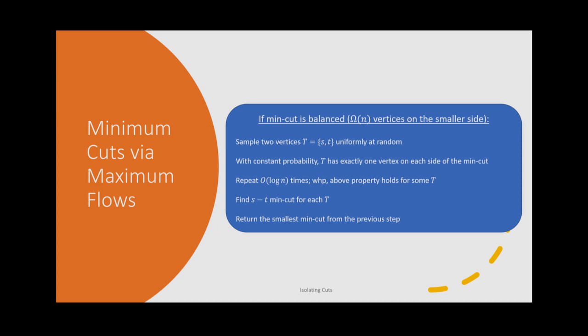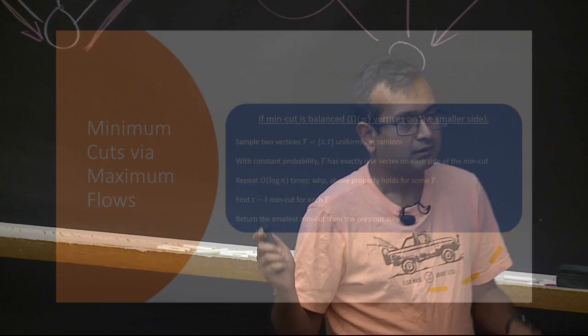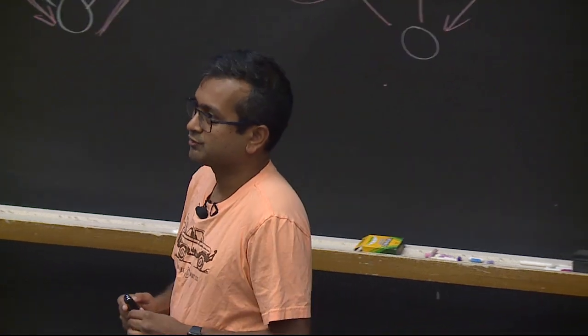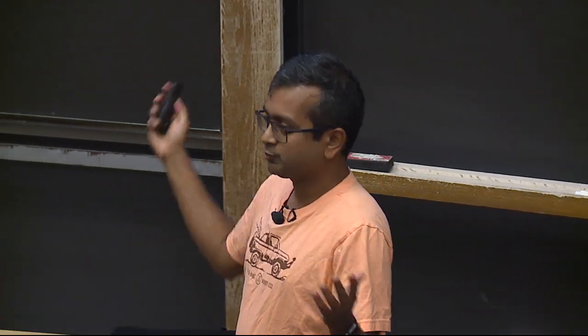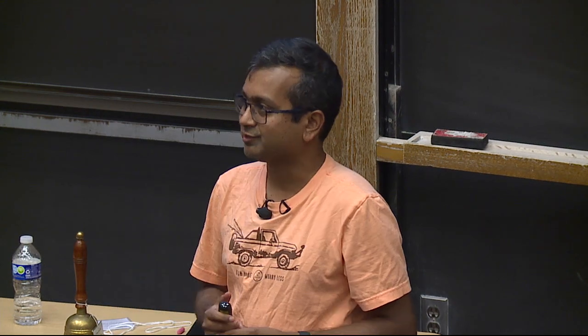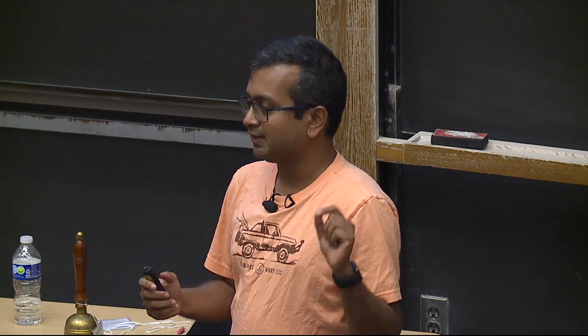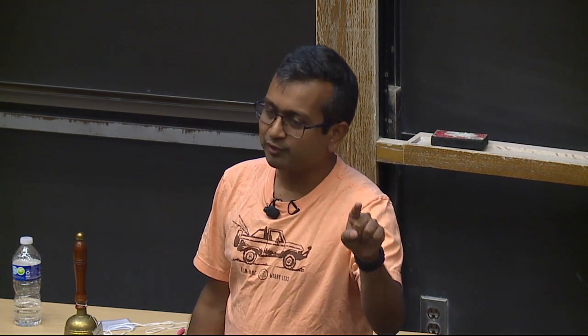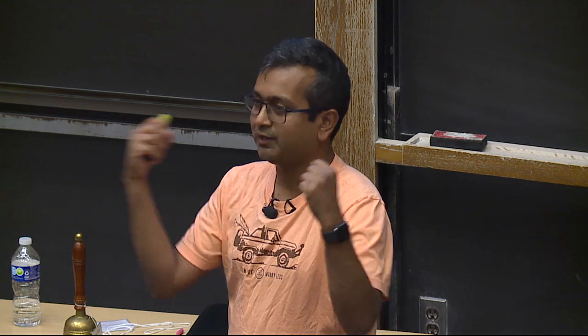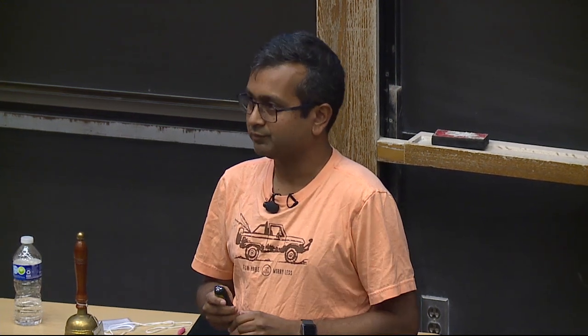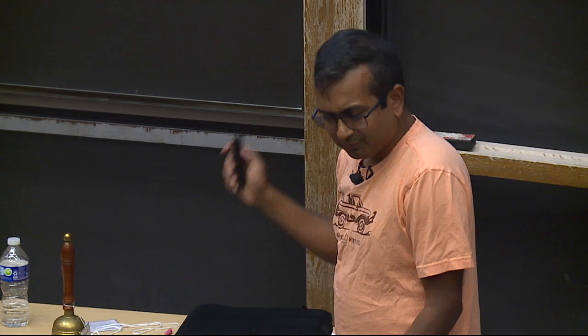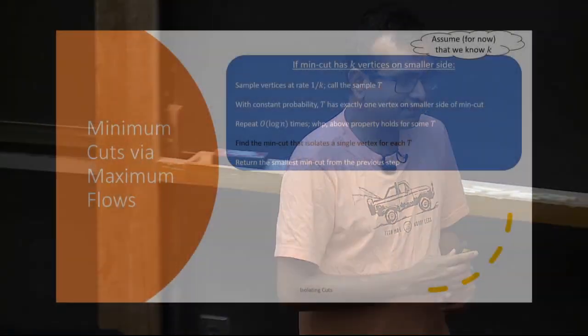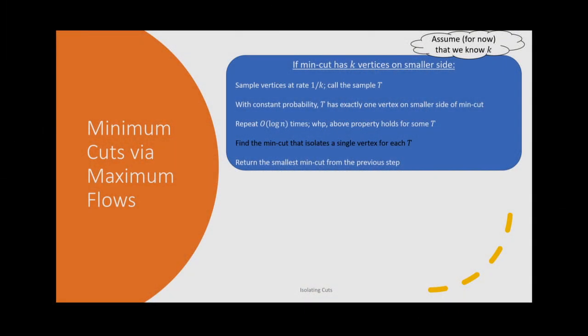So let's take this intuition and try to apply it in a more general situation. So what's the problem in a general situation? I might not have a balanced global min cut. My global min cut might have a small number of vertices on one side and a large number of vertices on the other side. If that's the case, I am in more trouble because now I really need to find some vertex on that small side, and just blindly random sampling might not be so great. So let me try something. Let's say that the smaller side of the min cut has k vertices.